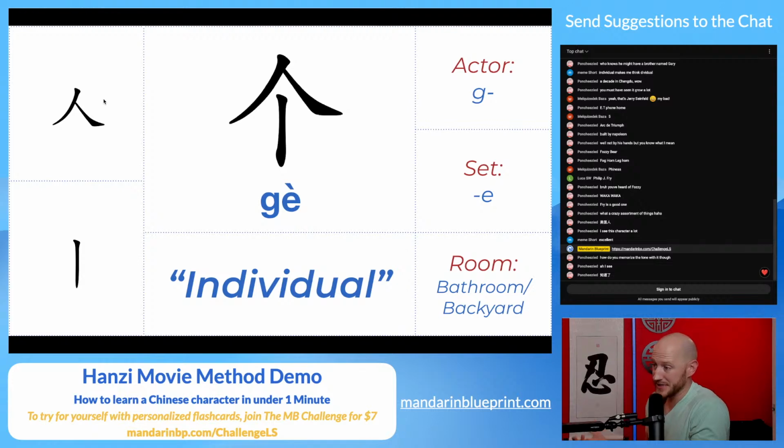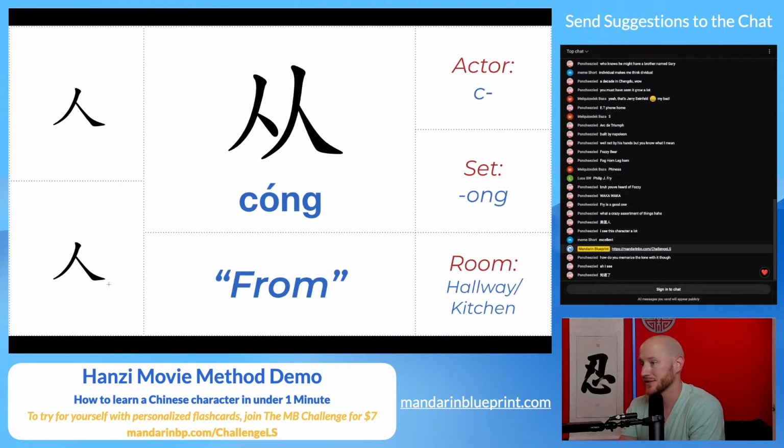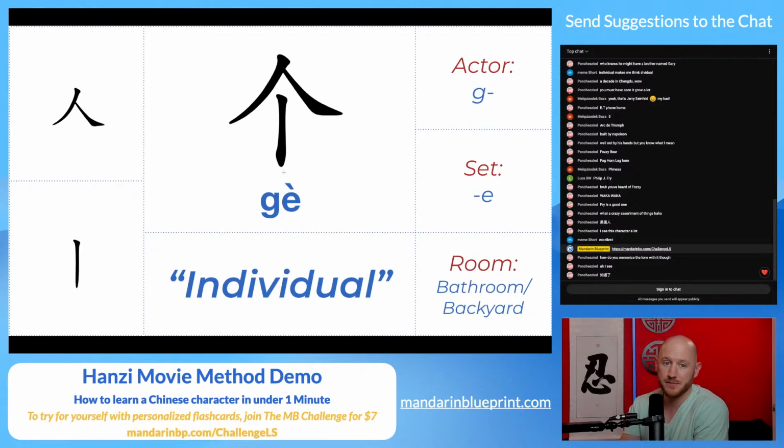Now, I've never used these particular components before, these elements of the Hanzi movie method. The actor Gary Busey in the set Emily's house, in the fourth tone, the room, the bathroom or backyard, to take the props of an umbrella and Gandalf's staff to make a story that leads to the concept of individual. So you can see that this is like a 6 or 7 step process, right?